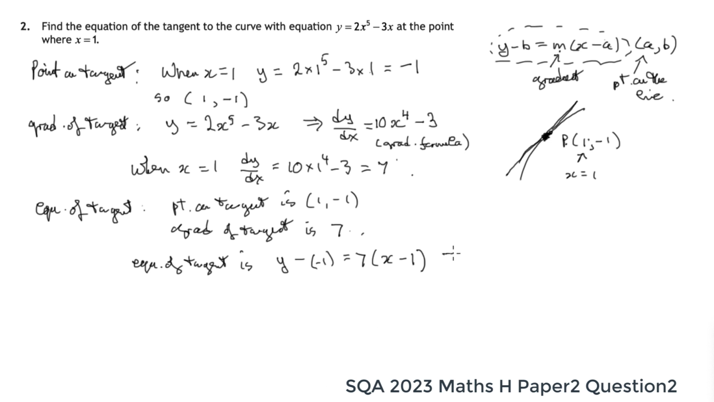So that's the equation. Of course, it needs simplified. Take away negative 1, we're adding 1. Let's get rid of the brackets. We get 7x minus 7. And let's subtract 1 from both sides. So that gives us y equals 7x minus 8. So that's the equation of the tangent to this curve at that point.